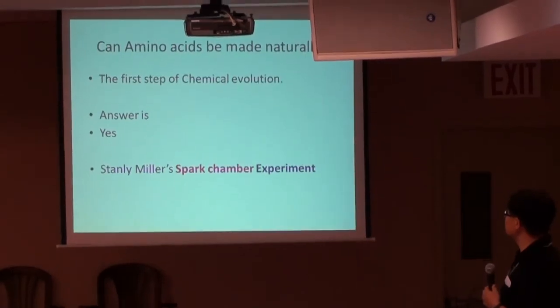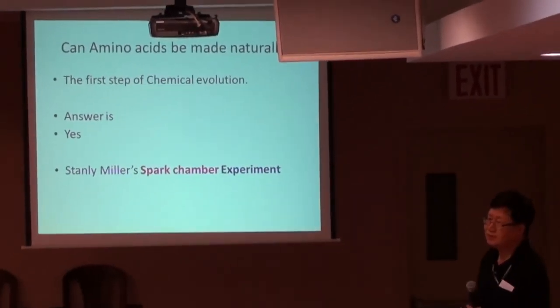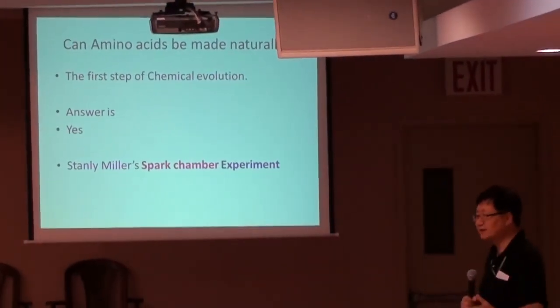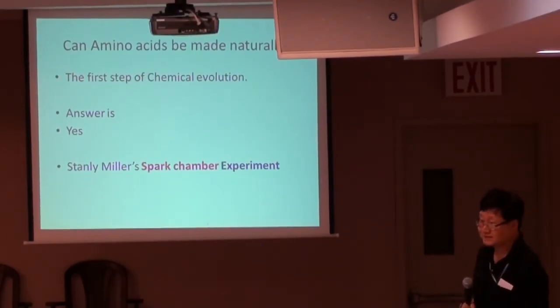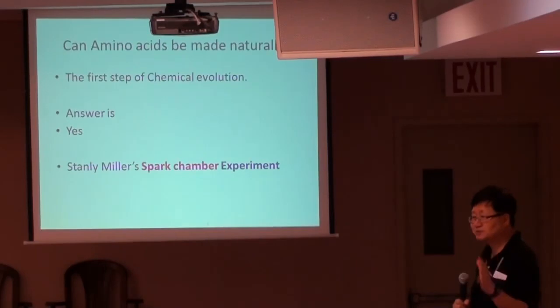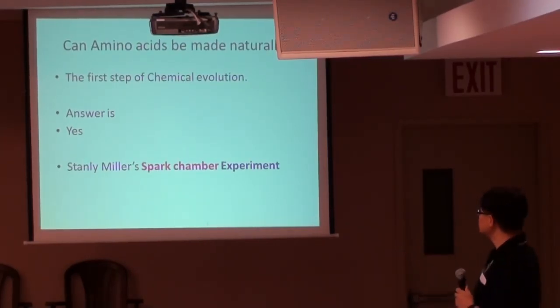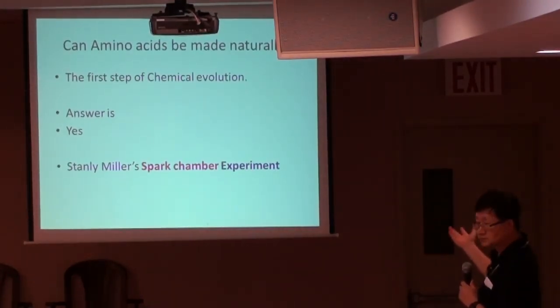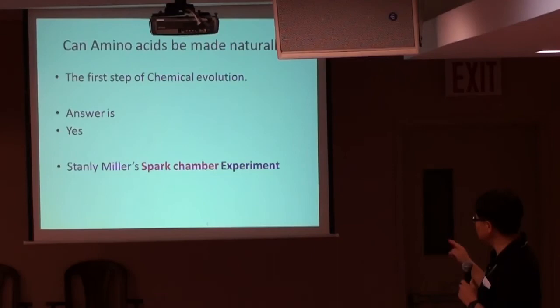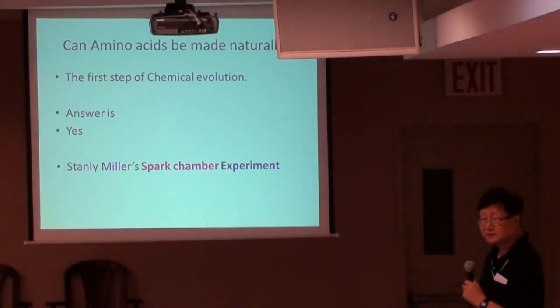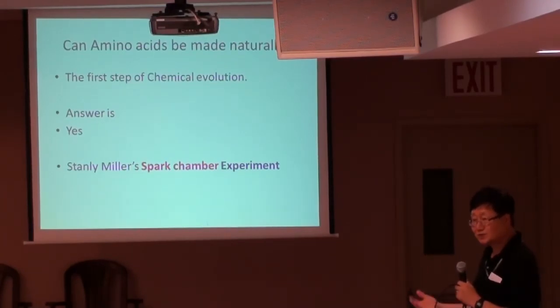Okay, can amino acid be made naturally? The evolutionists always say that the natural process, given a lot of time, happens this way. That's what they say all the time. So now, can amino acid be made naturally? The first step of chemical evolution is that amino acid has to be made first. The answer is yes, amino acid can be produced by natural process.